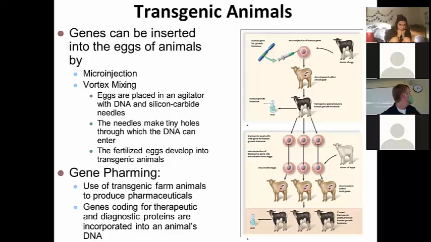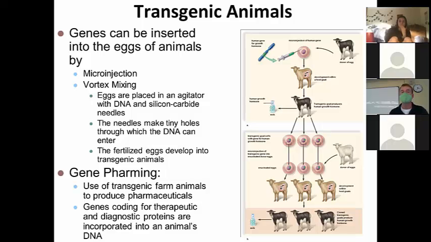So we go back to transgenic animals for a moment. How do you make a transgenic animal? There are different ways of doing it. One possibility is microinjection. In the case of microinjection, you take a very small syringe and you inject your DNA into the early stage embryo, and the DNA incorporates into that embryo.